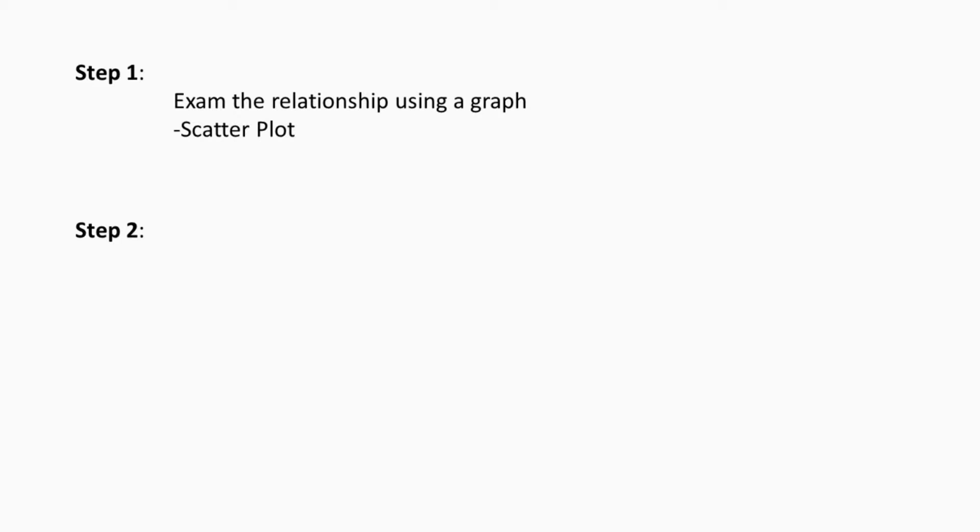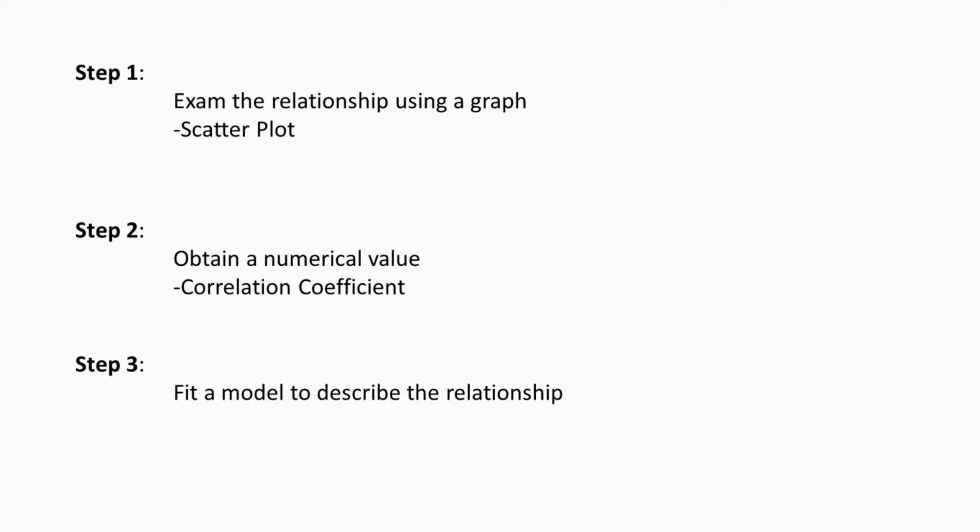And step 2 is to obtain a numerical value, that is the correlation coefficient. Step 3 is to fit a model to describe the relationship. Then we'll see types of relationships. According to the shape, we can describe the types of relationships.